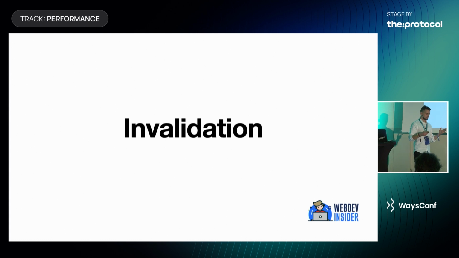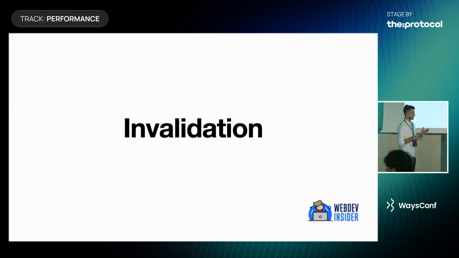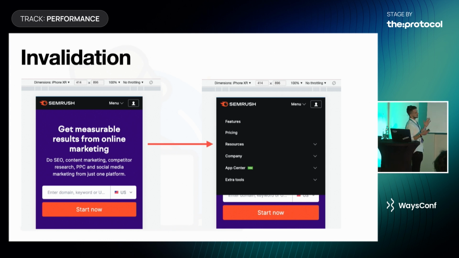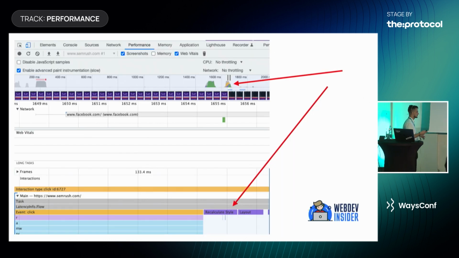The next thing, a really, really important one when it comes to interactions, is invalidation. What does it mean? It is a website state change. If we have a button that triggers opening the mobile menu, and the mobile menu is rendered, it means that something had to be invalidated, and a layout phase had to happen in our browser in order to paint that for the real user.